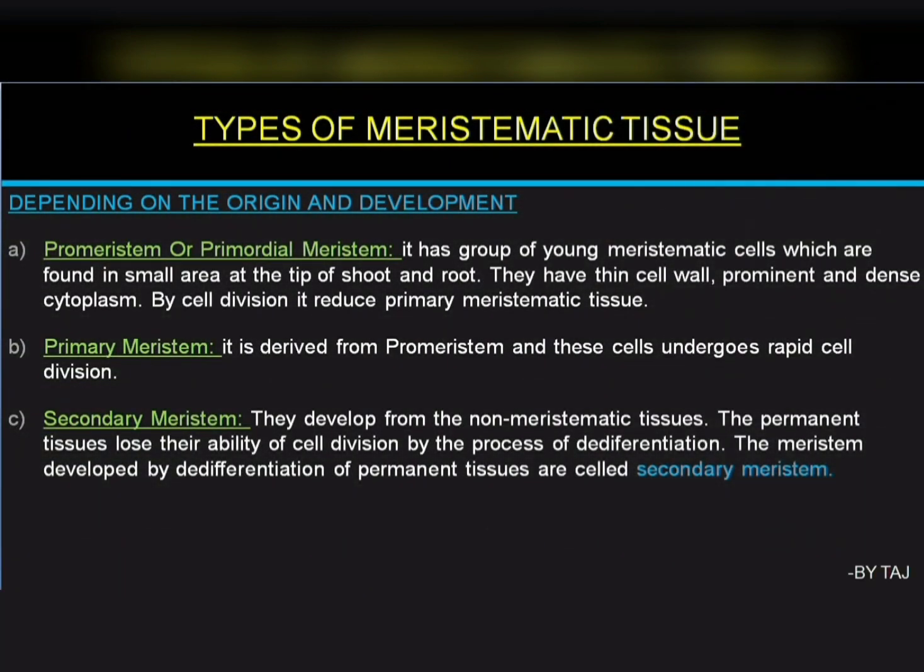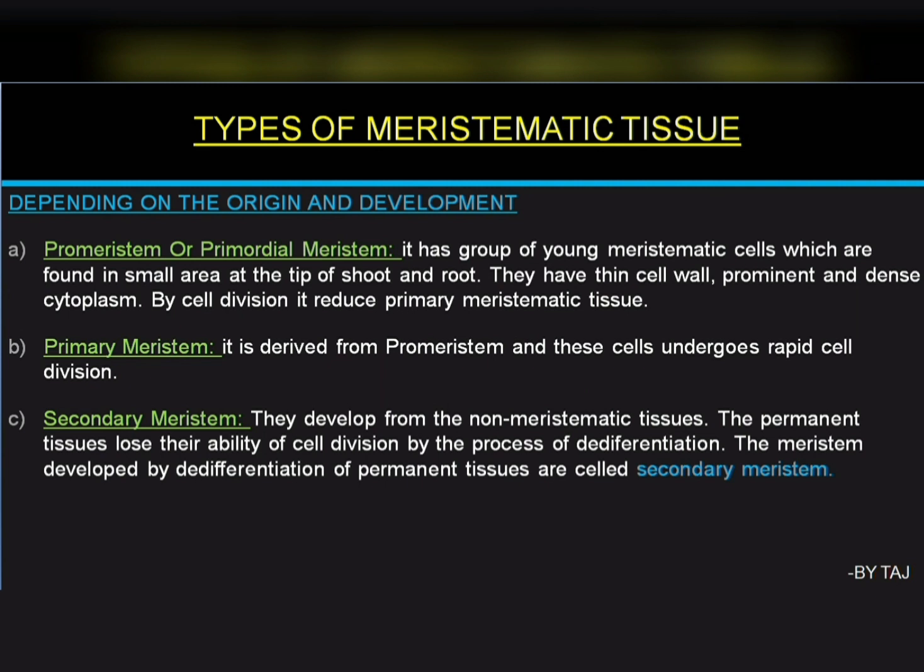Coming to another type, depending on the origin and development, the meristems are classified into three main types: promeristem or primordial meristem, primary meristem and secondary meristem. Promeristem or primordial meristem has a group of young meristematic cells which are found in small areas at the tip of a shoot and root. They have a thin cell wall and prominent dense cytoplasm. The cell division is reduced, and primary meristematic tissue arises from this primordial meristem.